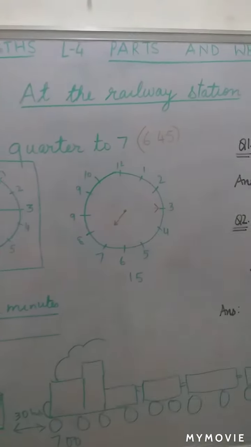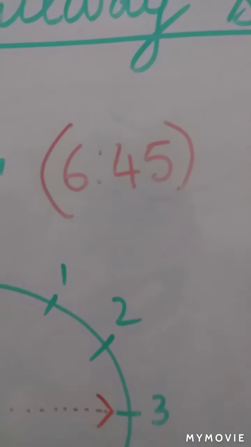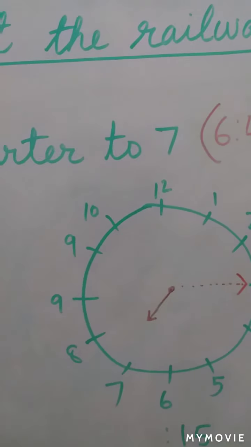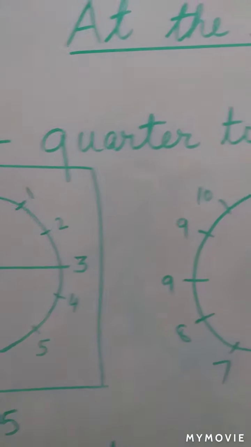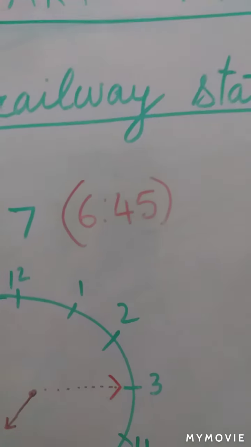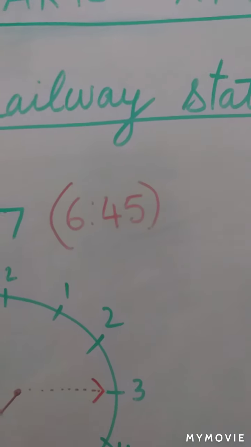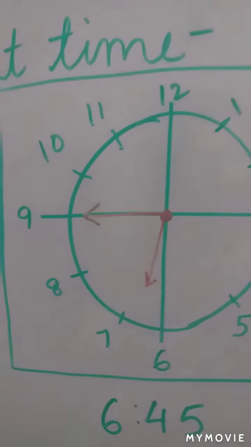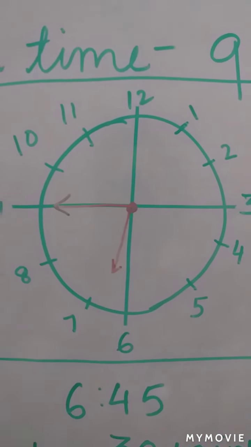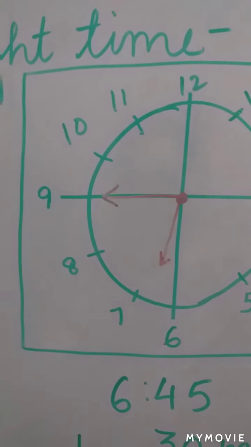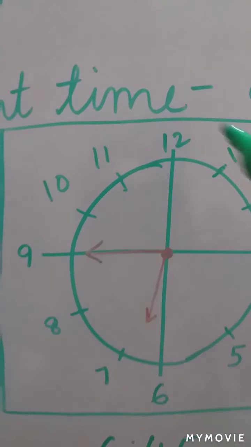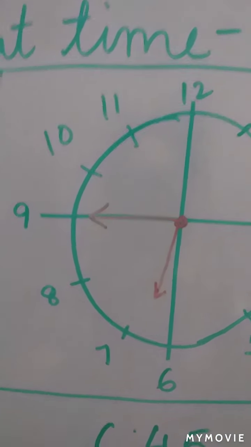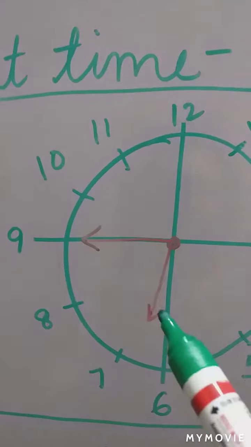7:15, which means 6:45. Okay, now let's see a train which is supposed to reach at 6:45, will reach at what time if it is half an hour late? 6:45 means quarter to 7, the minute hand will be at 9, and it is not yet 7, so it will be between 6 and 7.